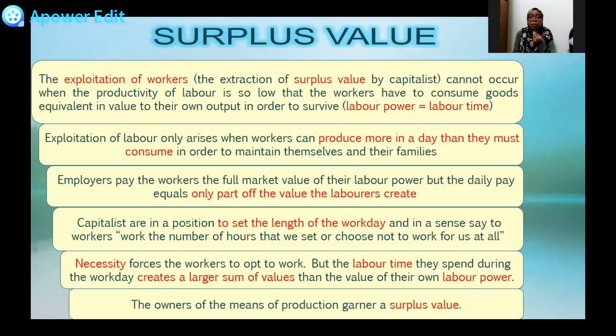Capitalists are in a position to set the length of the workday and, in a sense, say to workers, work the number of hours that we set or choose not to work for us at all. Necessity forces the workers to work, but the labor time they spend during the workday creates a larger sum of value than the value of their own labor power. The owners of the means of production garner a surplus value.